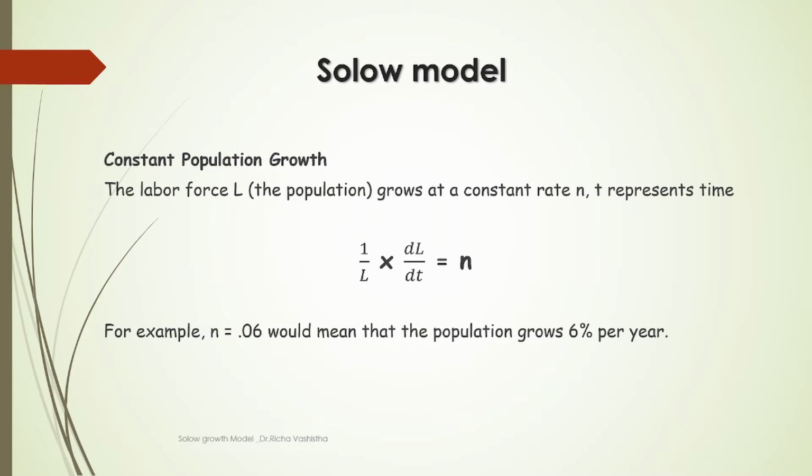Meaning to say that the growth in the labor force is at a constant pace, which we have already seen is shown with the help of small n. If n is given as 0.06, that would mean the population grows at 6% per year. It just shows the rate at which the population is growing, and it is calculated as shown above, 1 by L multiplied by dL by dt. That is how n will be calculated.